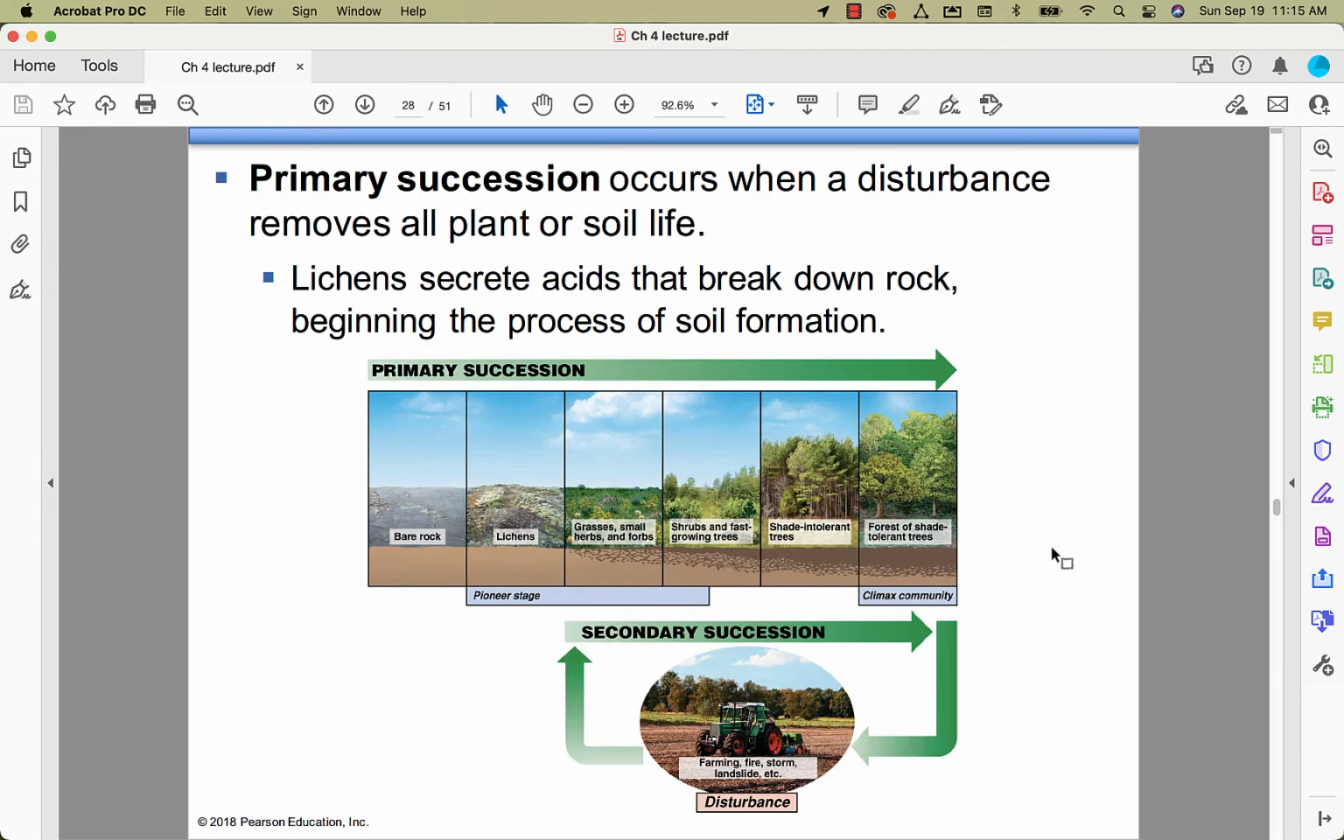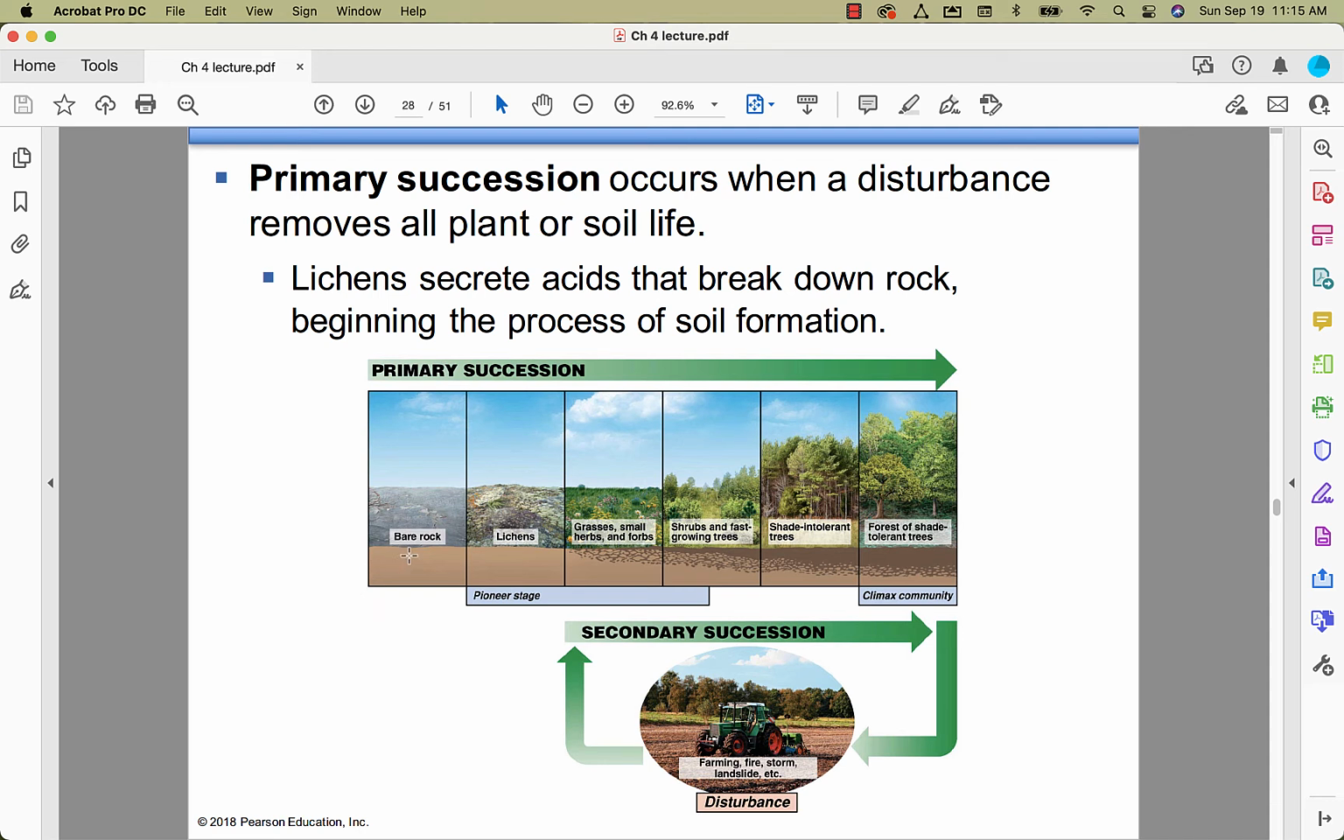So primary succession happens when there's nothing left. Okay, a disturbance gets rid of all plant life, all soil, everything. There's nothing but bare rock, and you can see that here, okay? This happens in a lot of cases in a volcanic eruption, like when the Hawaiian Island volcanoes erupt, there's new land where there wasn't ever land before, so that's going to start primary succession.